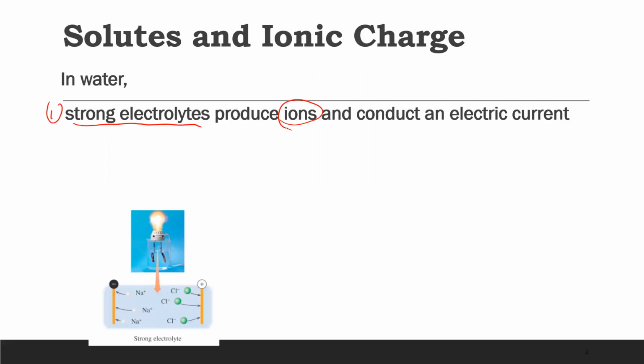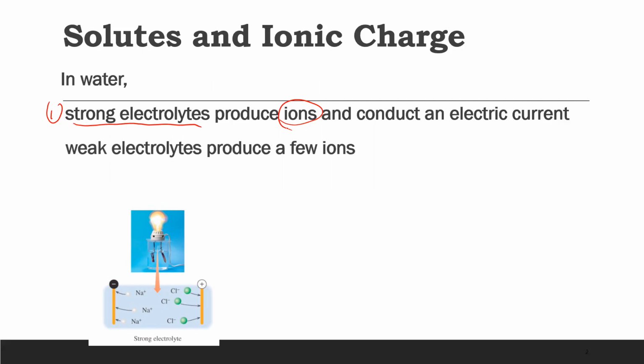So here we see an example of a strong electrolyte, sodium chloride. Sodium chloride is an ionic compound that's completely soluble in water. When it's placed in water, it dissociates 100%. As a result, there's a lot of ions. Those ions are free to move around and conduct an electrical current.